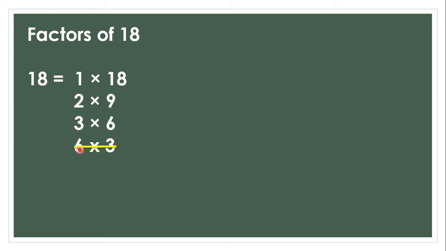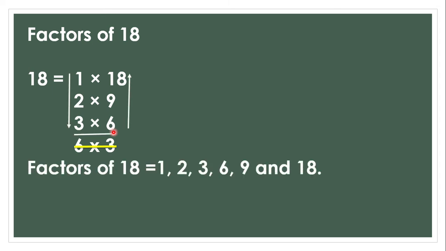Okay, so as we have discussed in the previous sum, when we get the same digits, we need to stop there. So we don't need to consider it. We'll stop here itself, and we put the arrow marks and we will write the factors of 18. 1, 2, 3, 6, 9, 18 are the factors of 18.